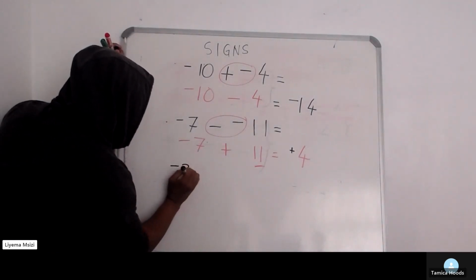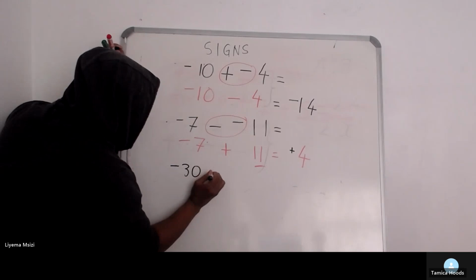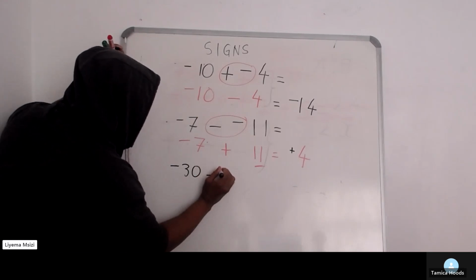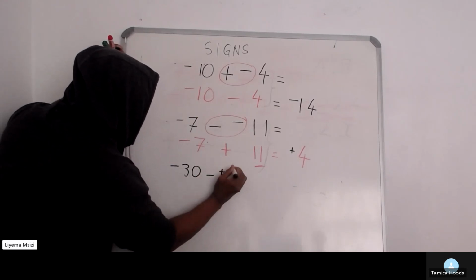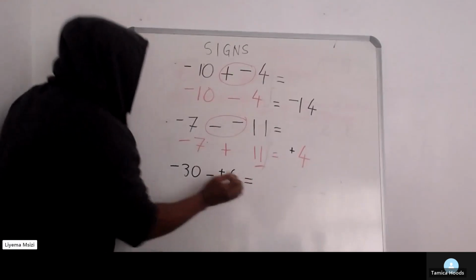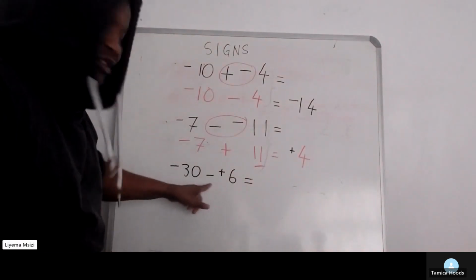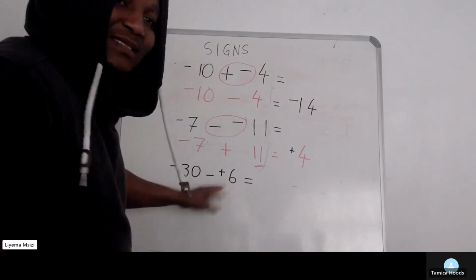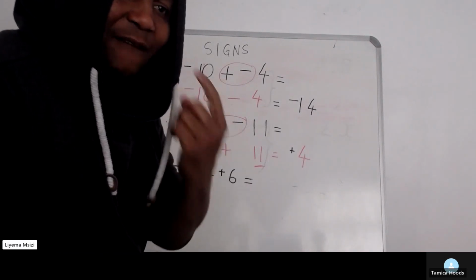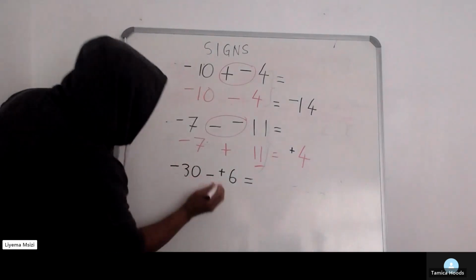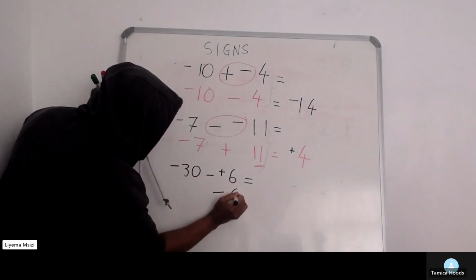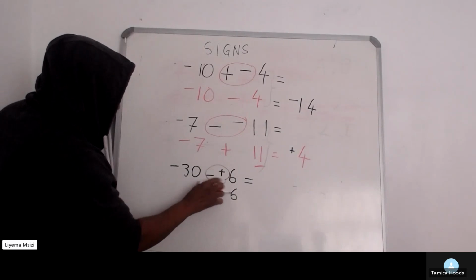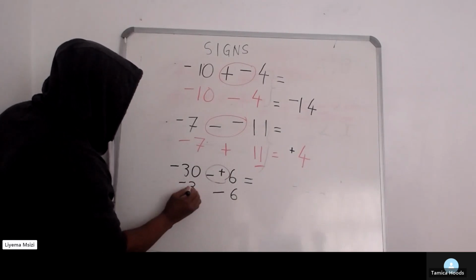Now let's take more examples. Negative 30 plus, say, minus 6. So first and foremost, I don't need these two signs. Since I have a plus and minus, they have to break. So plus and minus is going to give me what? Minus, and this will be 6, because of the different signs, and this will be negative 30.